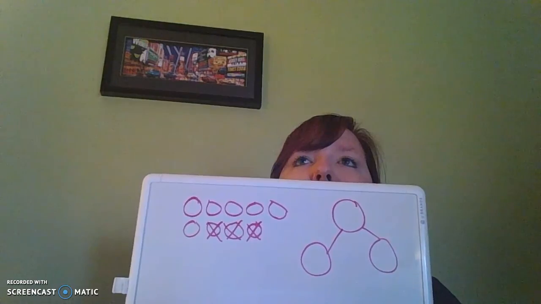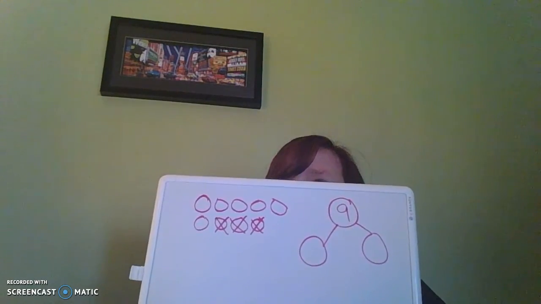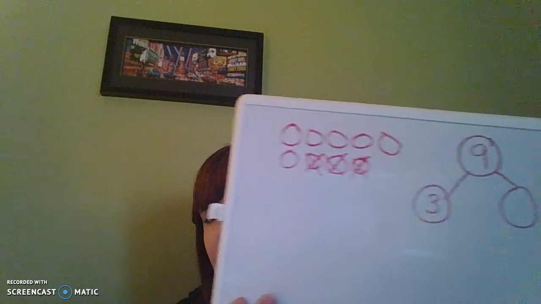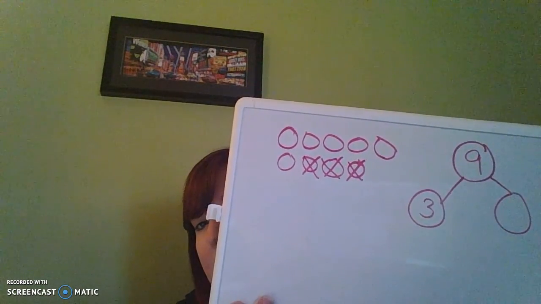Okay, now what do I need to do? I need to make a number bond. Okay, so let's make a number bond. What is my whole? 9, because that is how many bears I started with. And then what's next? 3, because I took 3 away. And how many did I have left? Use your manipulatives to count how many are left. Or count my circles. 6.